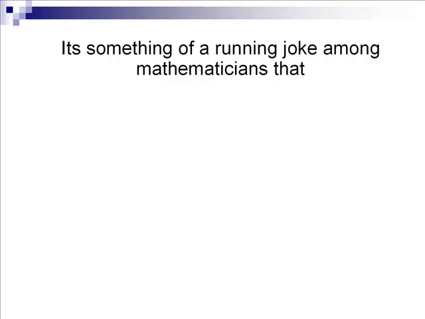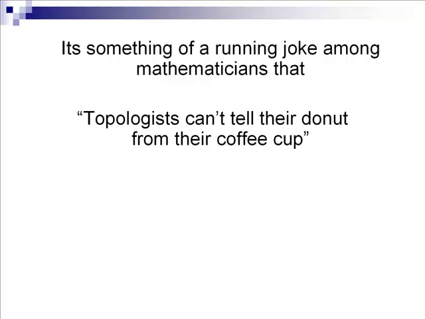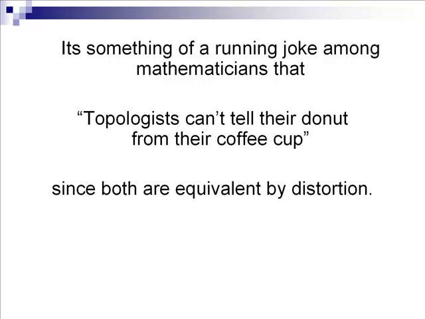It wouldn't be a lecture on topology if I didn't mention that there's a famous running joke among mathematicians. You hear variations on this constantly at math meetings and so forth whenever you have to deal with topologists. And the joke is that topologists can't tell their donut from their coffee cup. The reason is a donut and a coffee cup are equivalent by distortion. Both have exactly one hole in the middle.